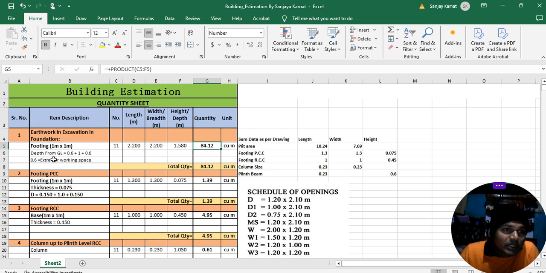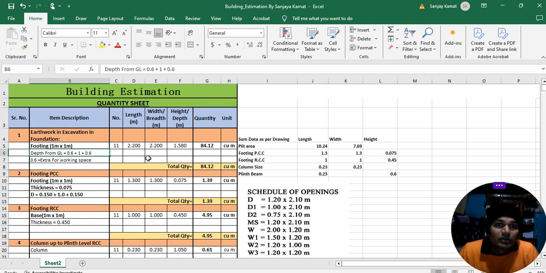And then the depth from the ground level is equal to how much? 0.6 plus 1 plus 0.6, extra for working space. Suppose I am standing on the ground level, and if we dig the extra amount of soil, that will be the depth below the earth surface, the ground level.